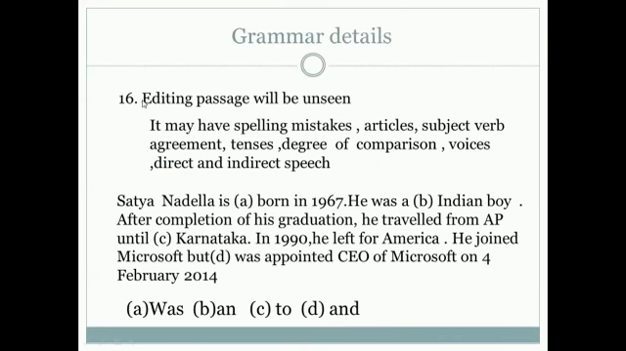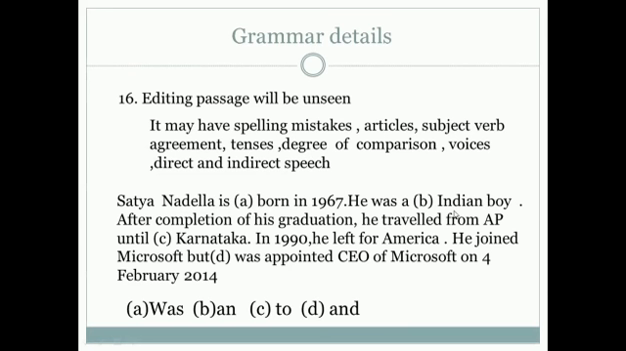So the 16th item is the editing passage, which will come from any passage. It may have some spelling mistakes, articles, subject verb agreement, tenses, degrees of comparison, voices, direct and indirect speech. For example, let me take this example. Satya Nadella is born in 1967. What is the tense? Whether it may be past or present. Yes, it is present tense. Actually, when we discuss a person's birth, it should be in past, but here it is present. So the answer is Satya Nadella was born in 1967.